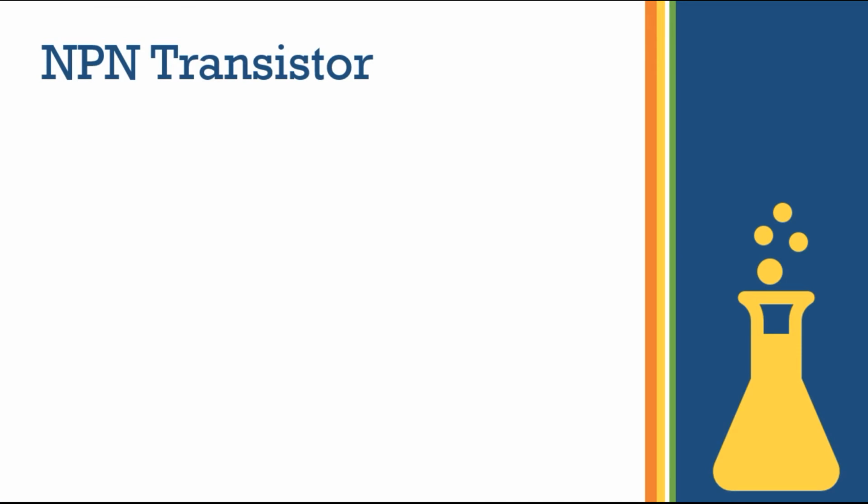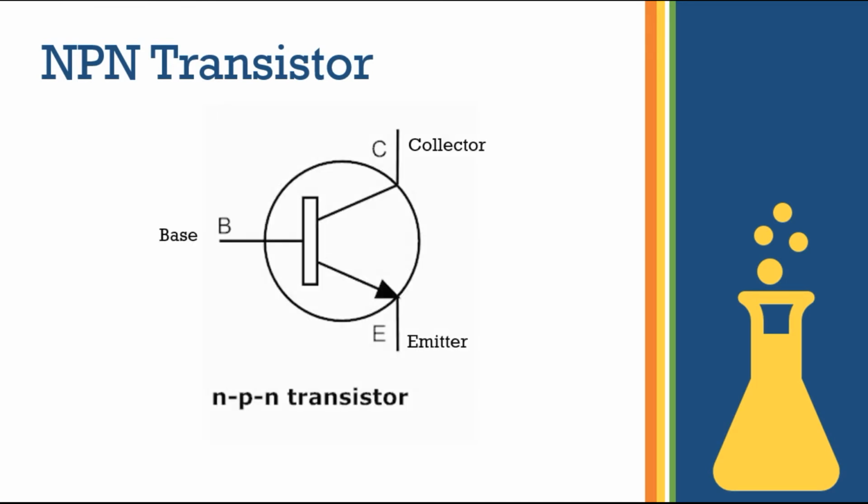The NPN transistor has three terminals, namely emitter, collector, and base. The arrow in the symbol indicates the direction of flow of conventional current, meaning the current flows from collector to emitter. But the current will only flow when we apply a positive power to the base pin.